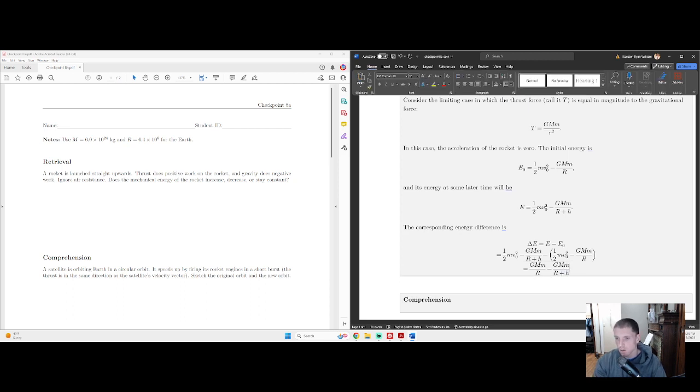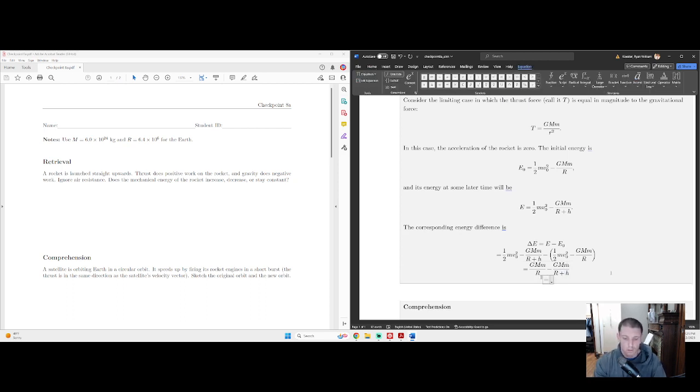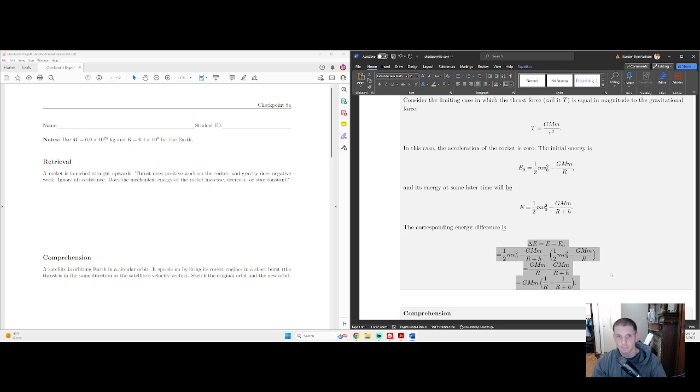Okay, and then we'll clean this up a little bit. We'll write G big M little m times 1 over big R minus 1 over big R plus h. So this is basically our answer.